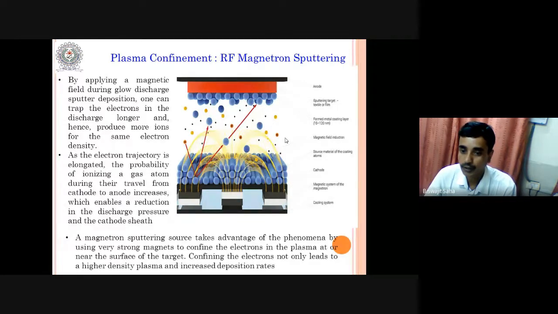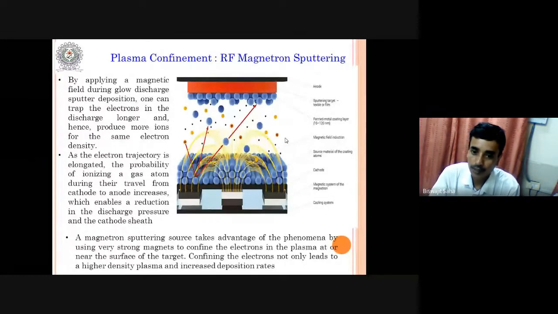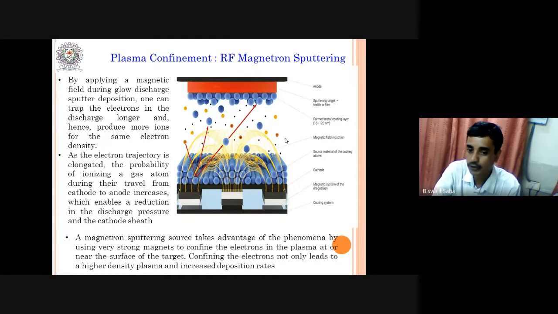So radio frequency magnetron sputtering produces confined plasma with the help of an applied magnetic field. This is just the simple physics of the motion of a charged particle inside a magnetic field. By using this, the confinement of plasma can be achieved. This makes the plasma strong in a certain region, due to which the sputtering yield, that is the rate of sputtering, will be very high. That is why it is called radio frequency magnetron sputtering.